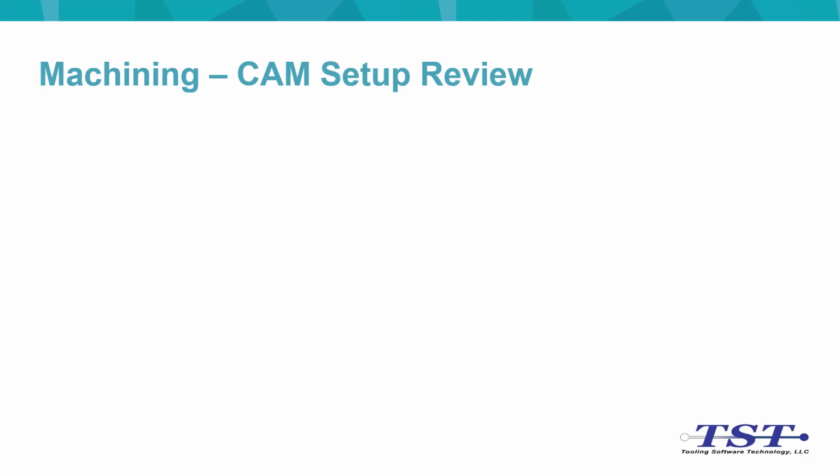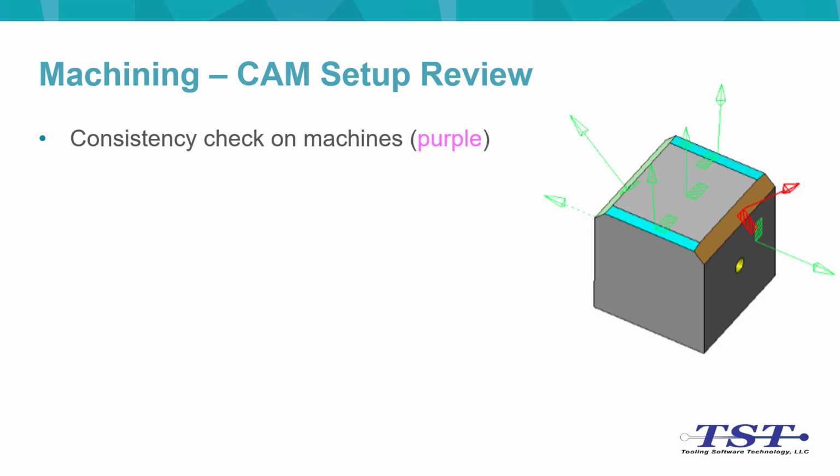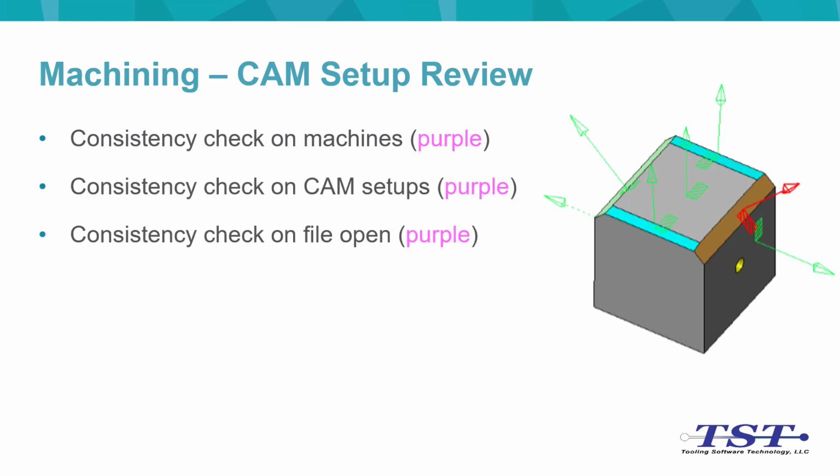Additionally to the machining and the CAM area is going to be a CAM setup review. So this is going to apply not only to the 3+2 guys, but the 3-axis guys might see this when they're changing a machine. Rest assured, there's not much to worry about there. As long as you do your update CAM setup for those guys, it should be pretty straightforward. For the 3+2 guys, this is going to really help us check the consistency when we change machines or on the CAM setups, and it will happen on file open.